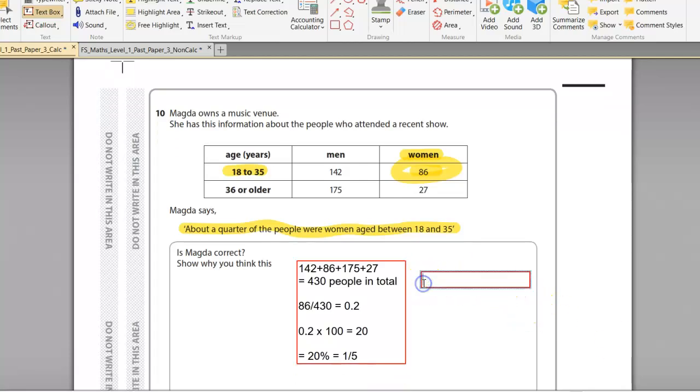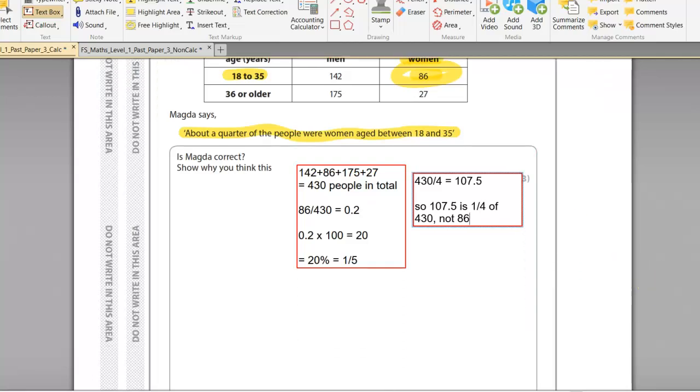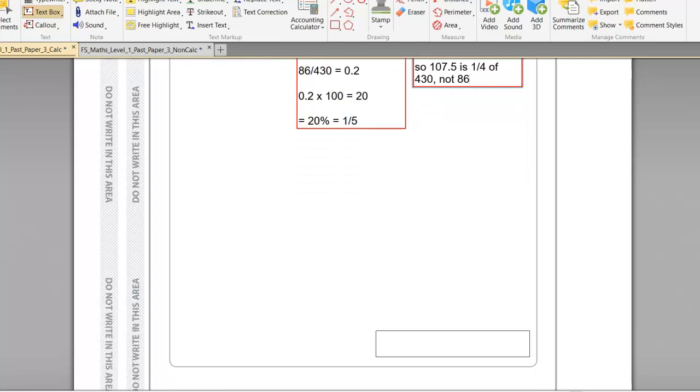The other way we could have worked this out, as soon as we realise it's 86 out of 430 people, well, to work out a quarter of 430, we could have said 430 divided by 4 is 107.5. So 107.5 is 1/4 of 430, not 86. So whichever of those two ways you work it out, they lead you to the same conclusion that Magda is not correct.